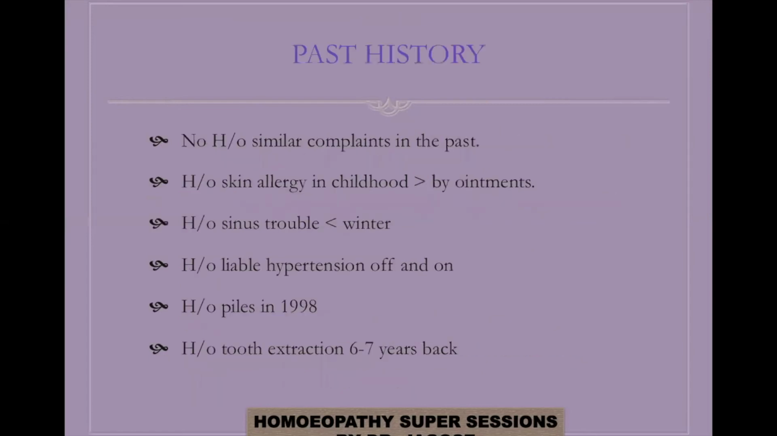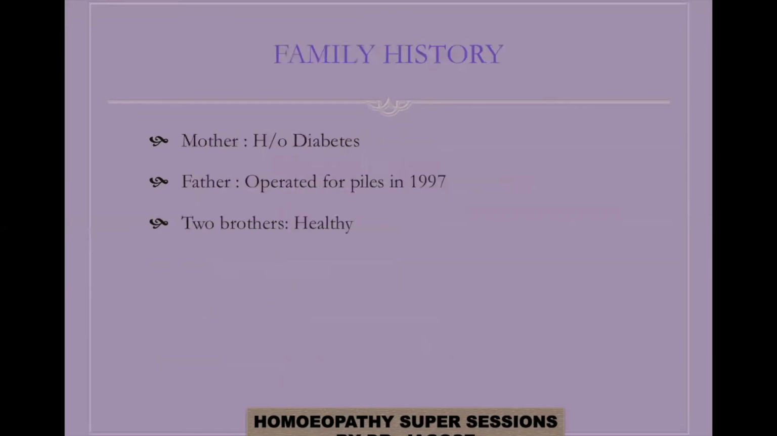Past history: no history of similar complaints in the past. History of skin allergy in childhood, better by some ointments. History of sinus trouble, aggravated every winter. History of hypertension, off and on. History of piles in 1998 and tooth extraction 6 to 7 years back. Family history: mother, history of diabetes; father operated for piles in 1997; 2 brothers, they were healthy.